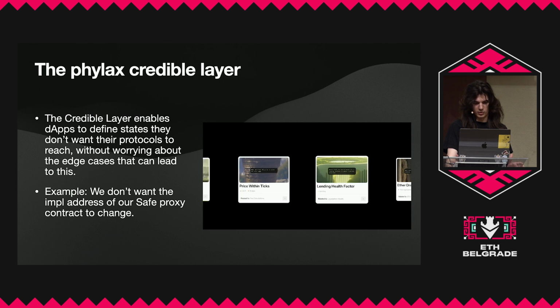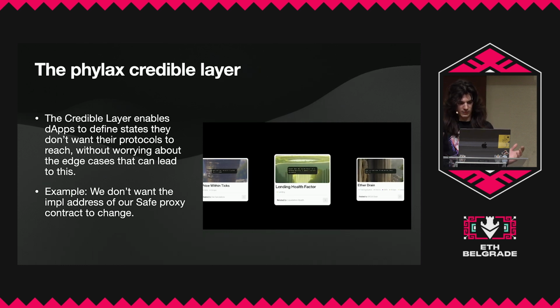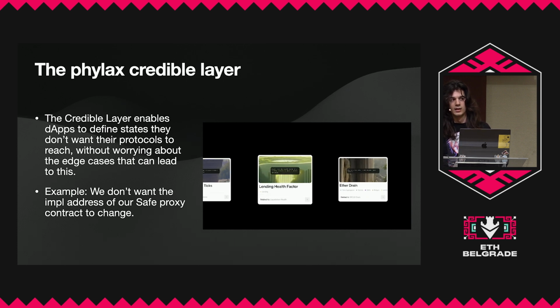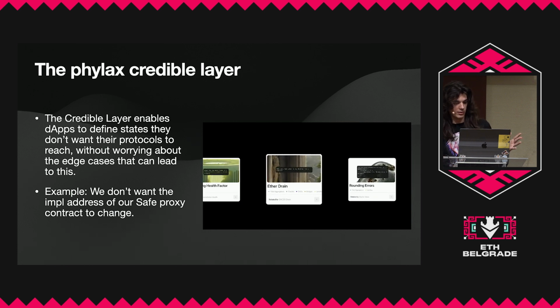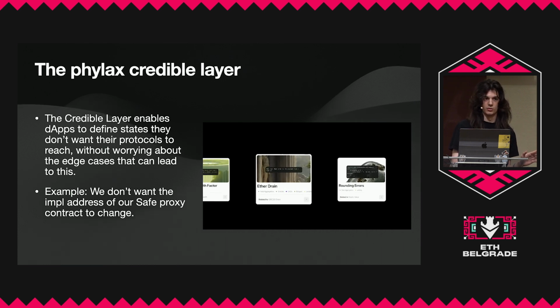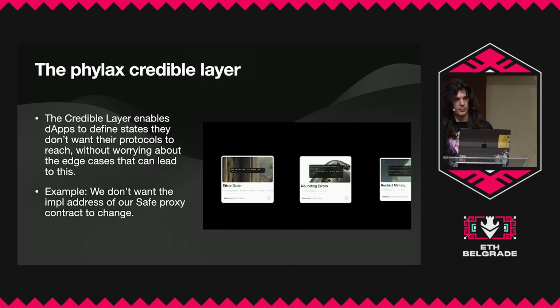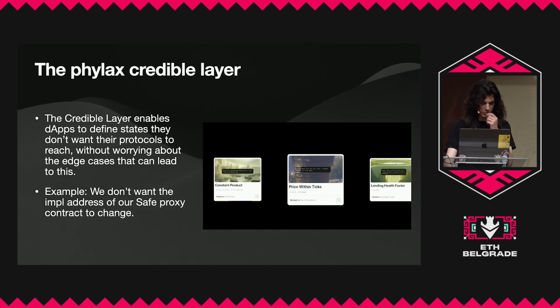To better explain what I'm going to talk about for the rest of this talk, I'll need to introduce you to what Phylax is and how the Phylax credible layer works. The credible layer basically enables apps to define states they don't want their protocols to be in. Think of it like invariant tests in Foundry. You as the developer can write assertions, which are similar to Foundry tests, and we make sure that transactions that invalidate said assertions never get included on chain. And for example, if they are force included, we have other methods of making sure that they don't cause damage. So we protect against that as well.